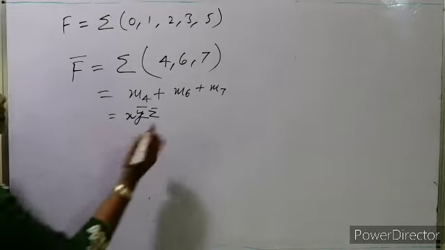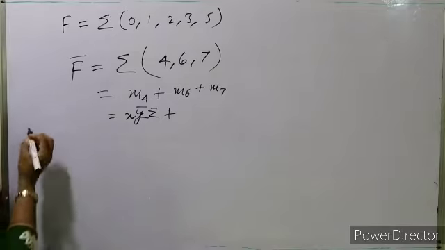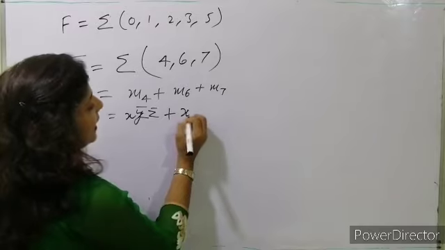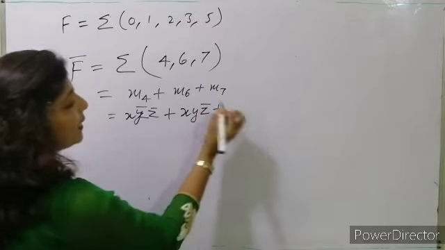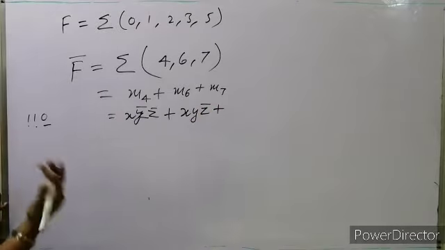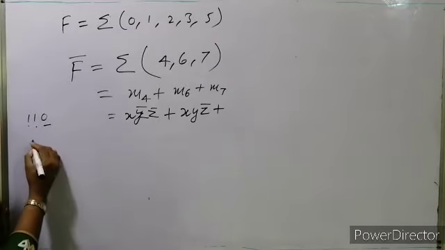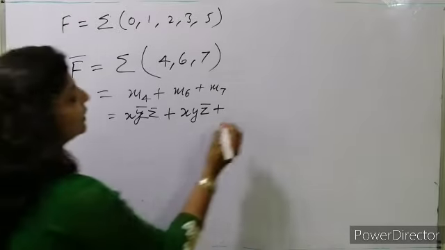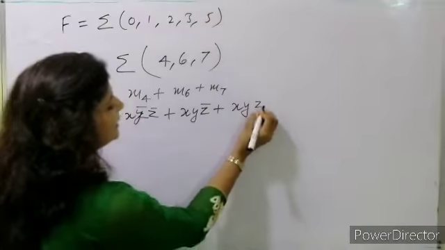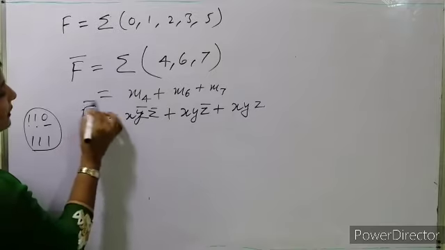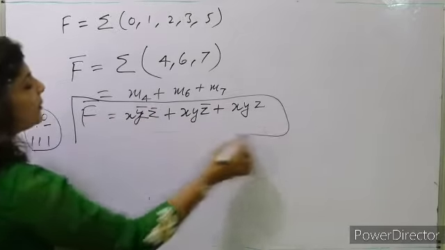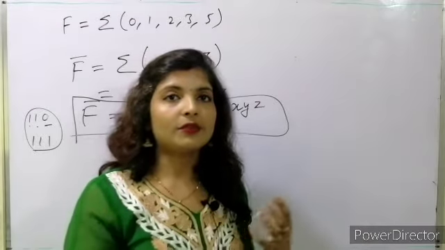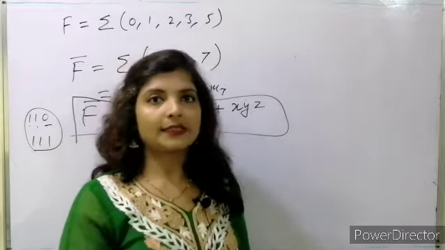Okay, now m6, how we'll write 6 in binary? 1 1 0. So x, y and z bar, only z bar. Now m7, no complements are used, only variables we are using. Why? Because 1 1 1, सारे values 1 होंगे. So x, y and z. So this will be f dash. So f का जो complement है, the complement of the function also we can write in terms of SOP, sum of product. ठीक है?